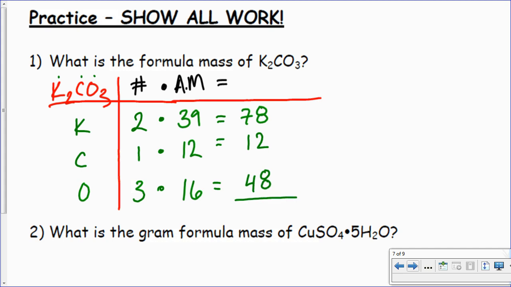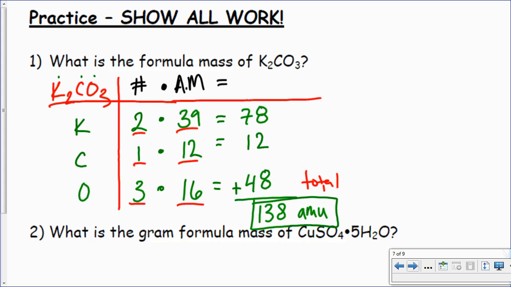Now the last little bit is you have to add them all up. So we add together 78, 12, and 48: 50, 60. 60 plus 78, 138. And the last bit, we put the gram. Oh, sorry, this is formula mass, so we're going to do AMU. Okay. So we'll do the formula mass of K2CO3. We set up a chart, we counted the number of the elements that we have, we multiplied by the atomic mass, and we took the total to be the formula mass.